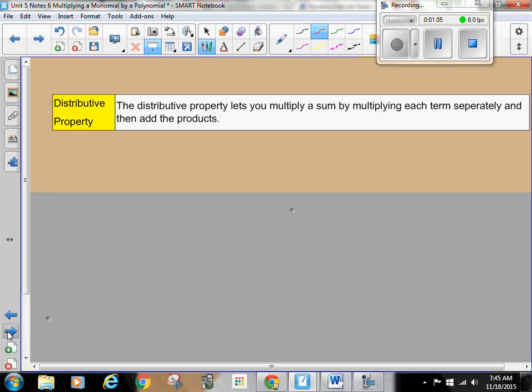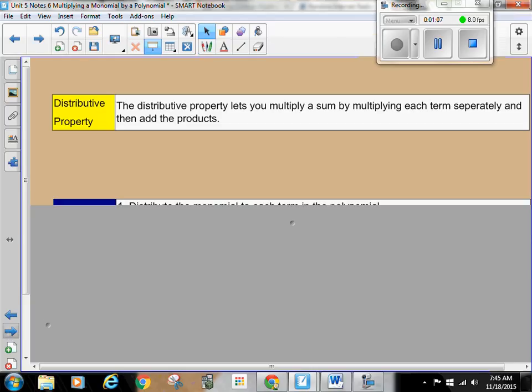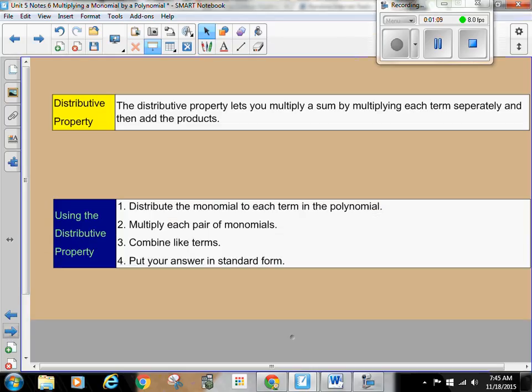Okay, so distributive property lets you multiply a sum by multiplying each term separately and then adding the products. Then we have here, using the distributive property, distribute the monomial to each term in the polynomial, multiply each pair of monomials, combine like terms, and put your answer in standard form. Remember, standard form is descending order of those exponents. All right, take a moment to write this stuff down.